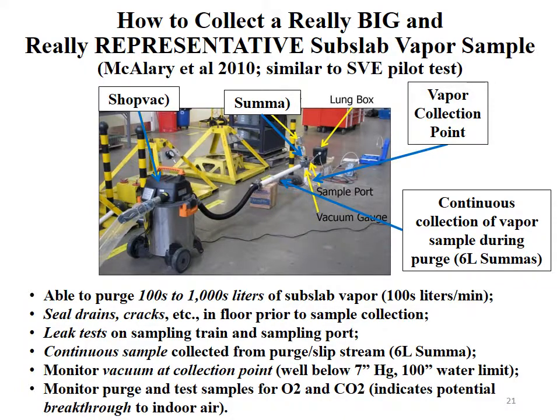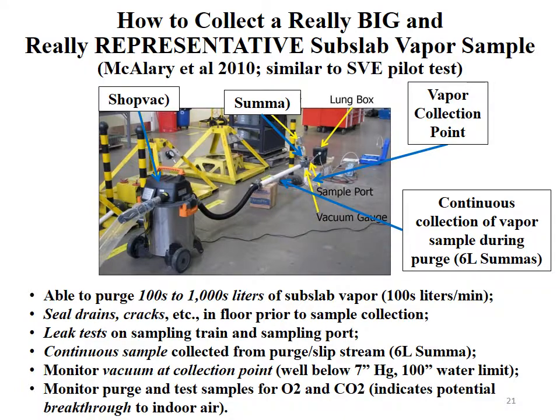And before they purge and collect the samples, they seal the floors, cracks, drains, and such in the floor to minimize leakage of indoor air down under the slab and into the vapor entry point during sample collection. And also you can monitor the vacuum at your vapor collection point, just to make sure you don't exceed a target, 7 inches of mercury, 100 inches of water.